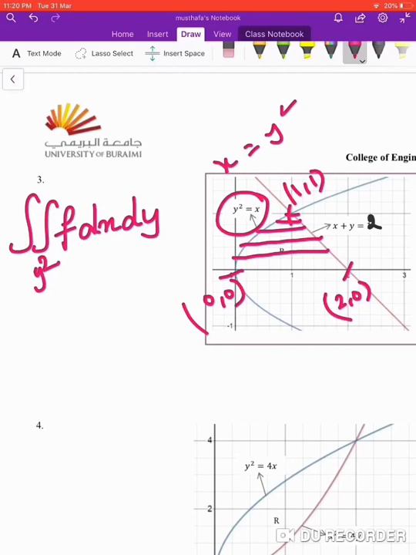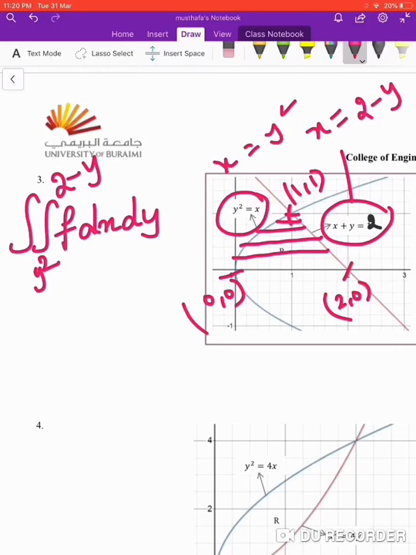When I stop at the brown line, what is the value of your x? x equals 2 minus y. So the value of x is 2 minus y.